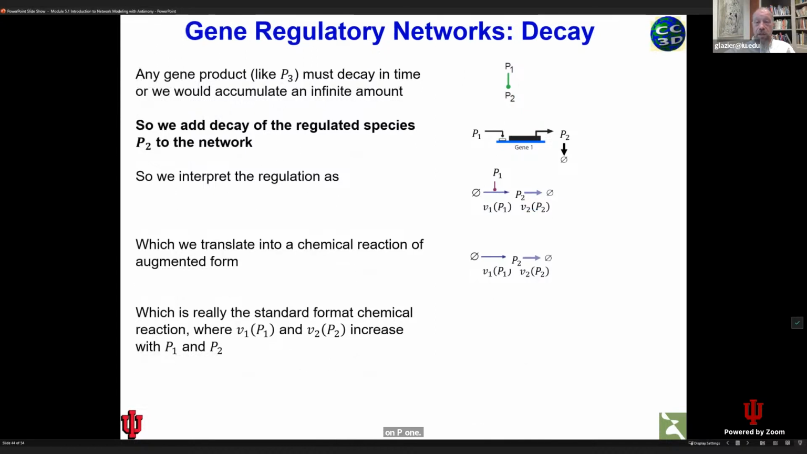When we see a diagram like that, we always have to know that that protein decays. If we don't put in that decay, it's never written, and we'll get something that makes no sense. So we have to assume that P2 goes to nothing. We'll normally assume that that is first order kinetics: the rate of decay is a constant times the concentration of P2. Sometimes there's active destruction of P2, in which case that decay rate could be more complicated.